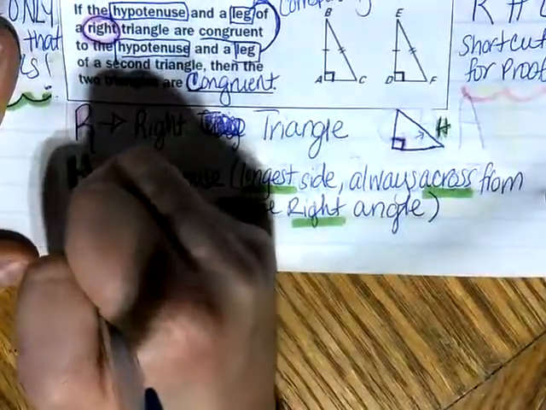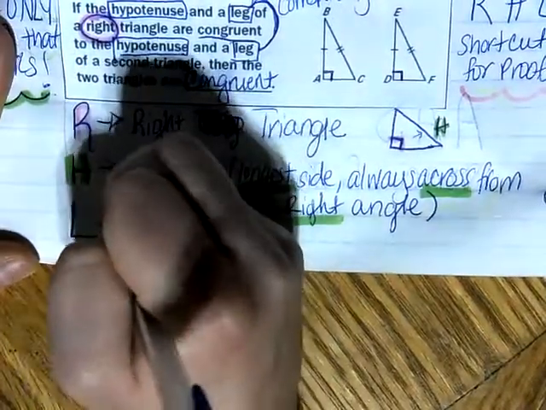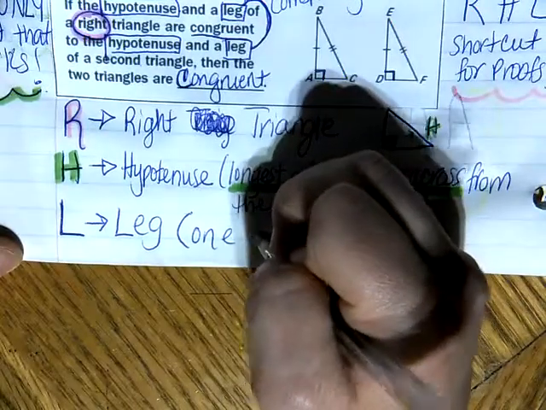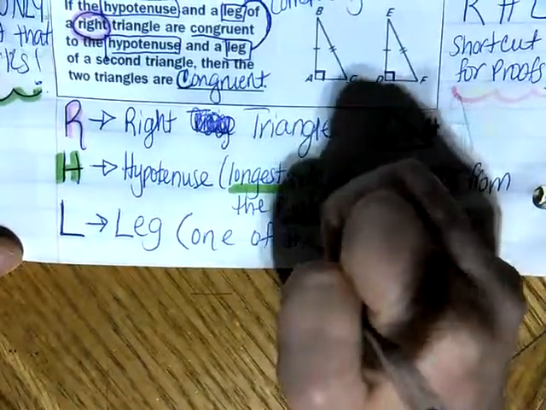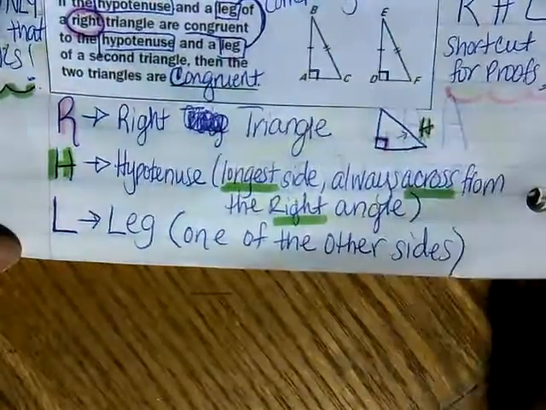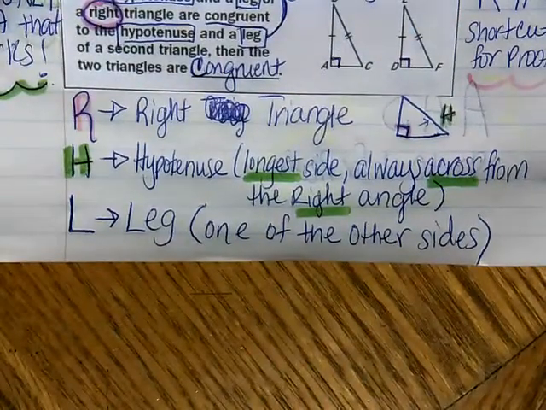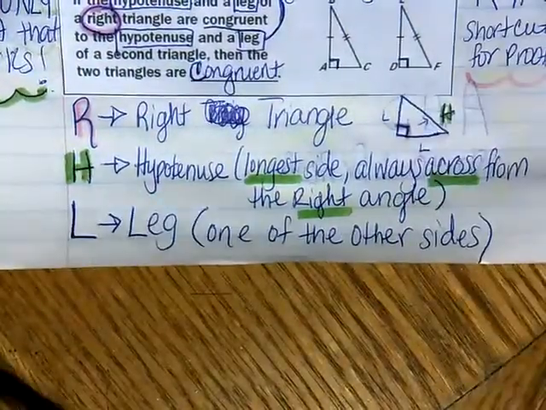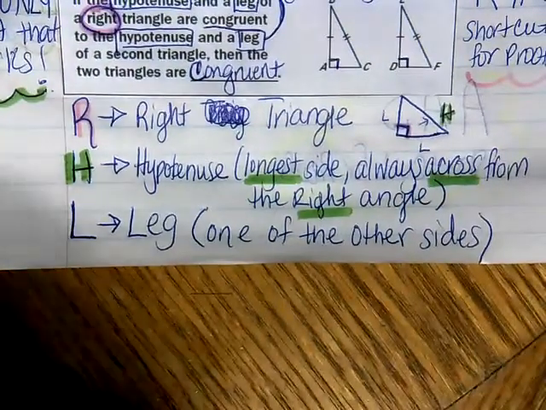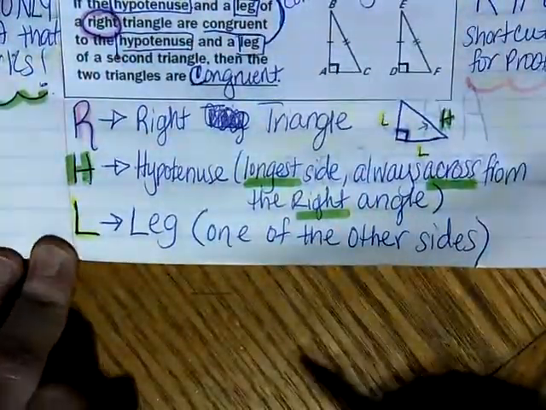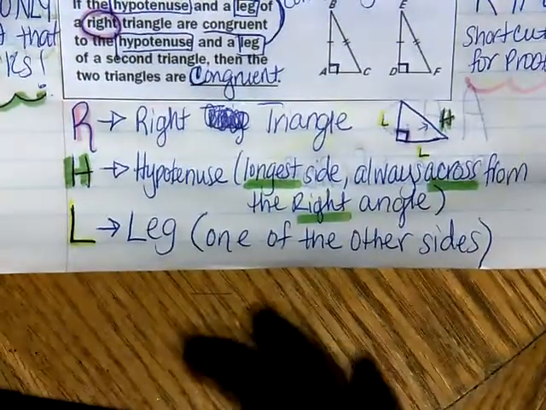The last letter is L, and that L represents the word leg. And the leg means one other side. So one of the other sides. It is not going to be the longest. It's just going to be a leg. So it could be this leg or it could be this leg. So both of those are considered legs, and it just depends. We want to make sure that they match up. So we're talking about L being the leg, and it's just one other side.